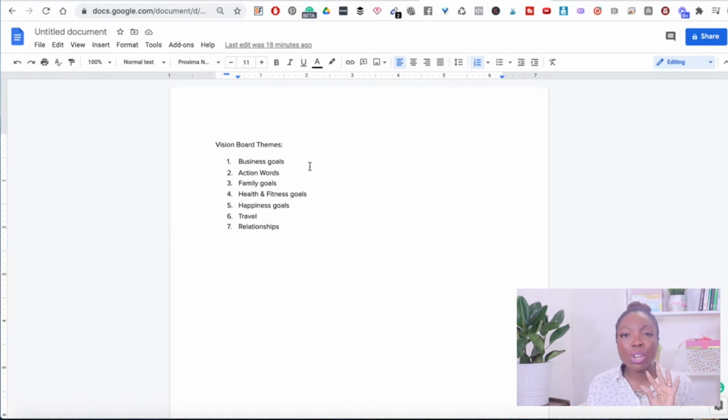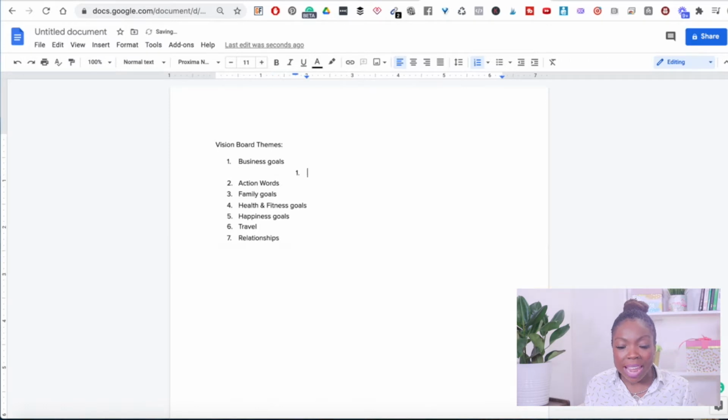So the first thing you do is open up the Google Doc, and you write down your 7 themes, and then you want to go down and start penning down each thing under those specific themes. So for business goals, what are your business goals? You want to write it down in there.